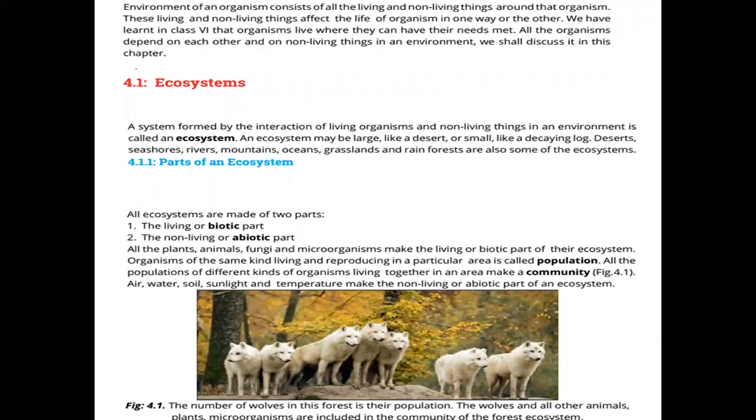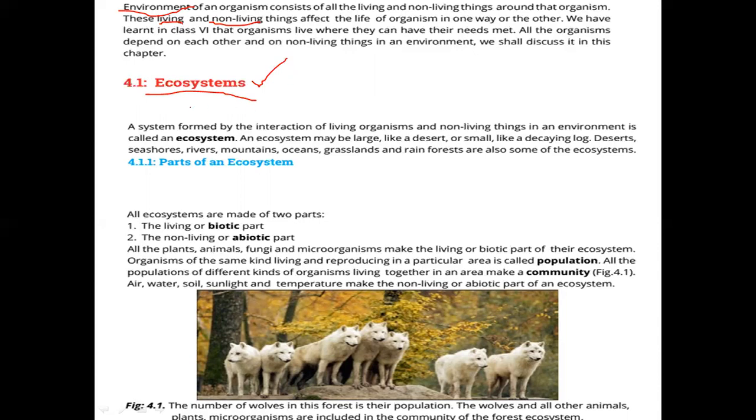As the chapter's name is environment and feeding relationships, environment is everything which is around the organism. It can be living, it can be non-living. So everything which surrounds an organism is called an environment. And we will see here the interaction of organisms with their environment. In this chapter, the first important term is ecosystem.